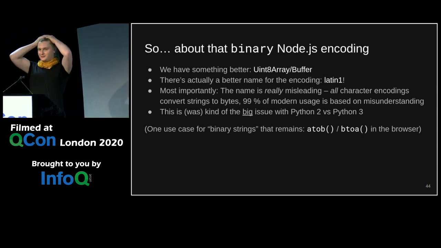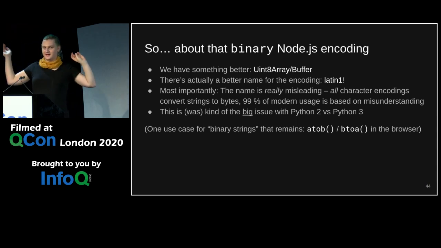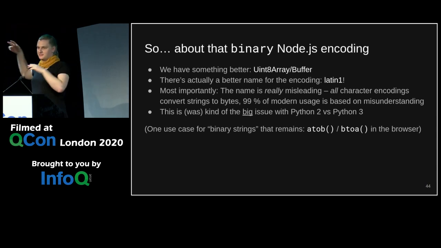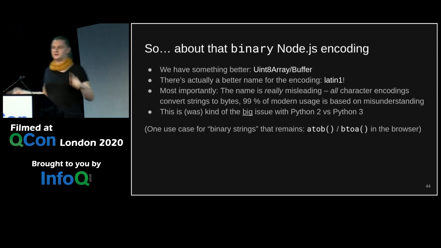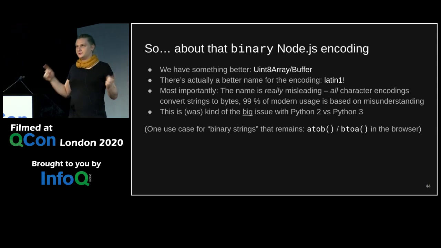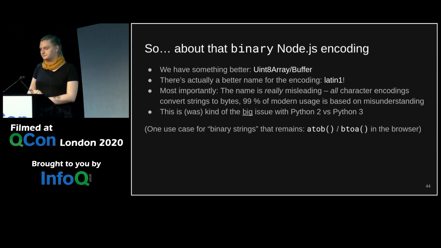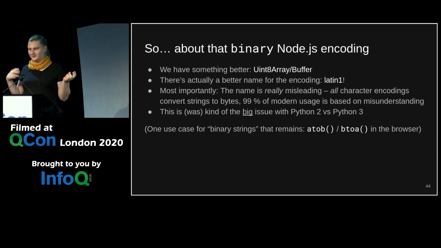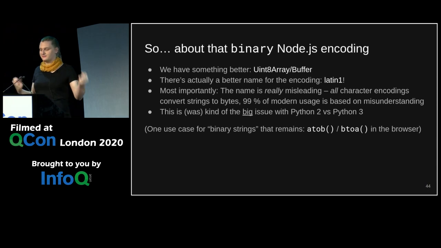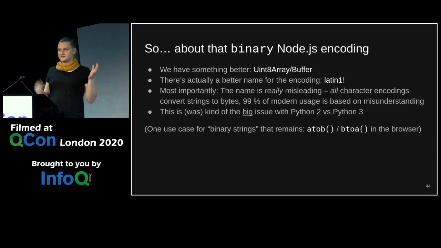Because people think that when they say something with the encoding binary, it will take the text and convert it to binary. But usually what you want to do for encoding text into binary data is use UTF-8. Binary is not a good name for that, because all character encodings do that. They all convert text to binary data.